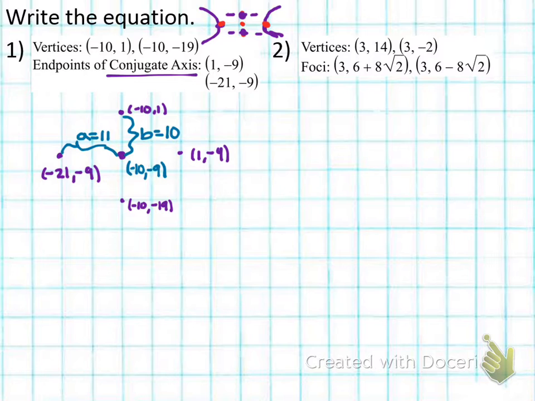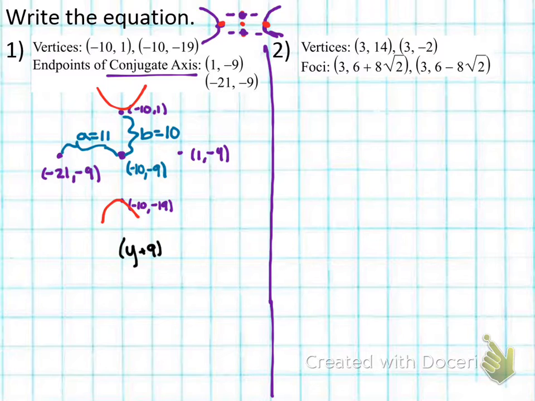And now I have a, I have b, I have h and k, so I have everything that I need to write the standard form equation. The only thing I need to know now is which part to put first. And since it said that these points were the vertices, I know that the hyperbola looks like this. So that means my y-axis is the major axis, so y will go first. So my equation is going to look like this.